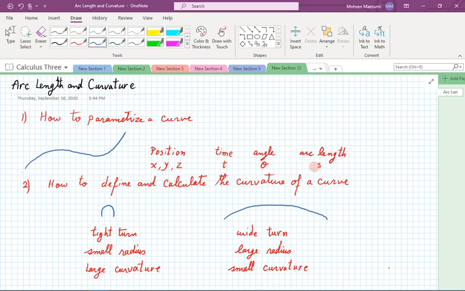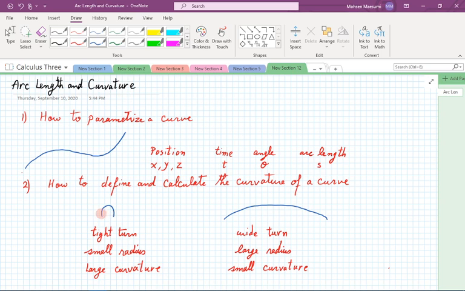Sometimes we want to go back and forth between these kinds of parameterizations, and we are going to practice that. The next topic we have in mind, which is in relationship to parameterization based on arc length, is how to define and calculate the curvature of a road. This is a concept that is intuitive to us. We want to make it formal.